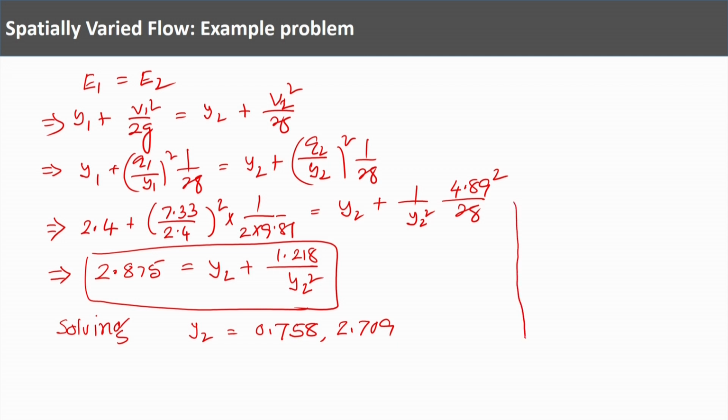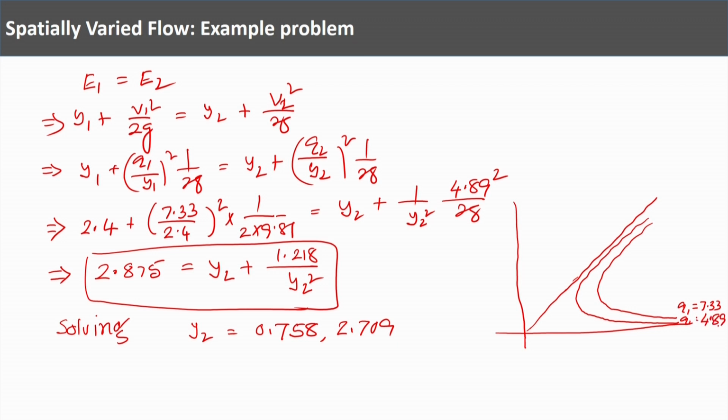We have already learned these things. So, this is the specific energy diagram. This is your 45-degree line, and I have two specific discharges, small q. This is for q1, which is equal to 7.33 meter cube per second per meter, and this is for q2, that is 4.89.